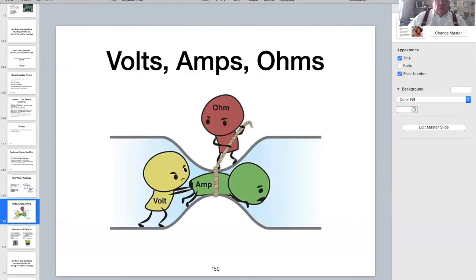Here's another pictorial of these 3 characters. Mr. Volt is pushing Mr. Amp through the circuit, while Mr. Ohm is restricting the flow.